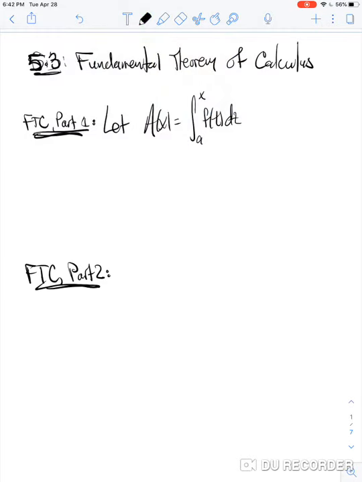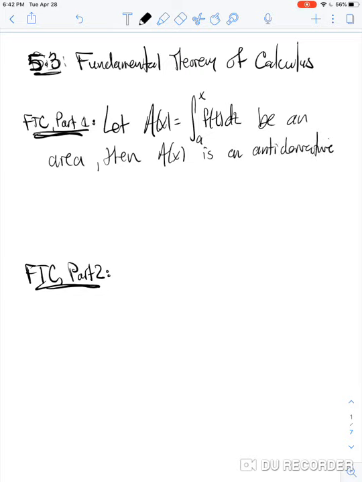So if we have that definition of this function, then it turns out that A of x is an antiderivative of little f of x. In other words, if I do the derivative of A of x, I get back the function, which is the integrand f of x.